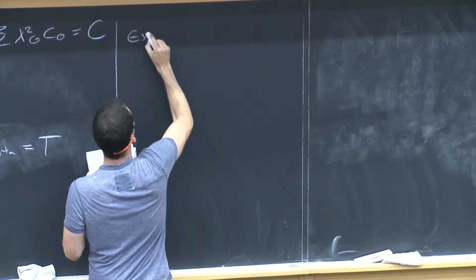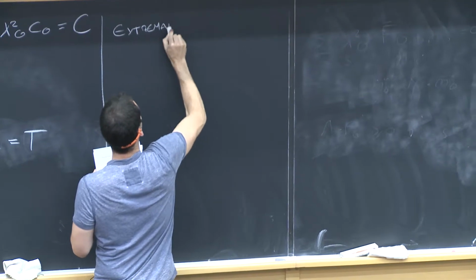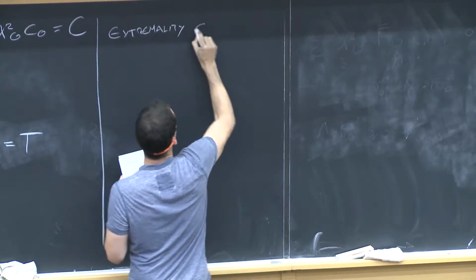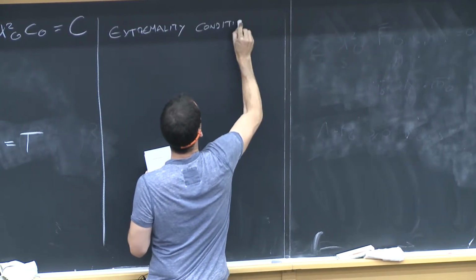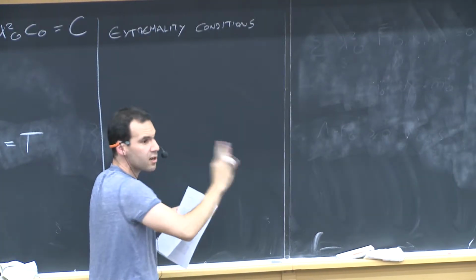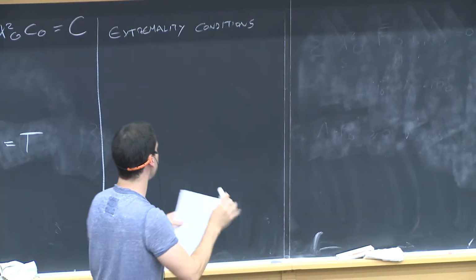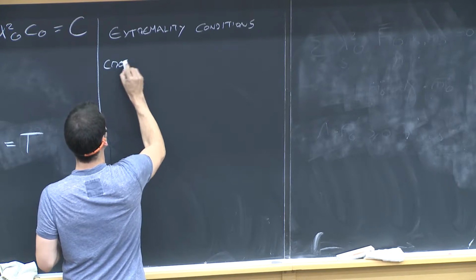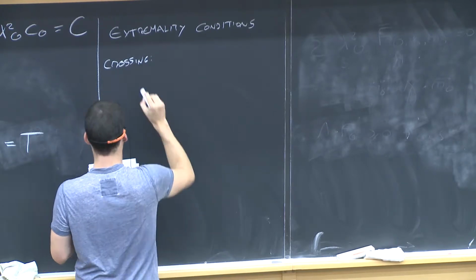Let me call them the externality conditions, or optimality conditions. These are necessary conditions for the minimum to have been achieved. There are three. One of them is crossing.